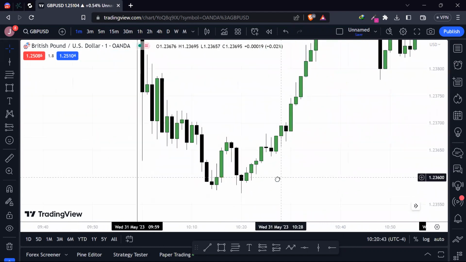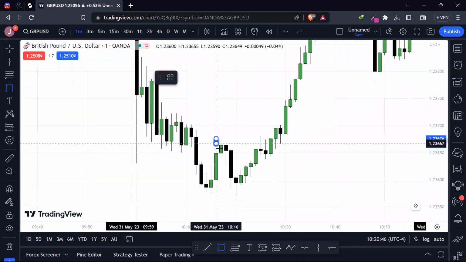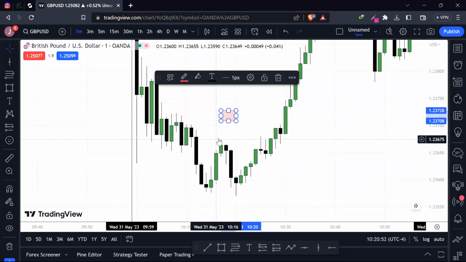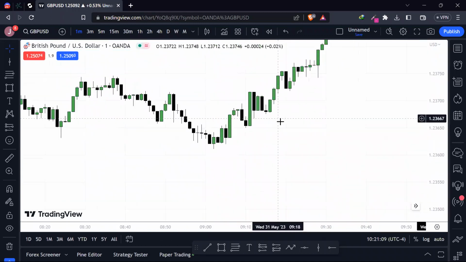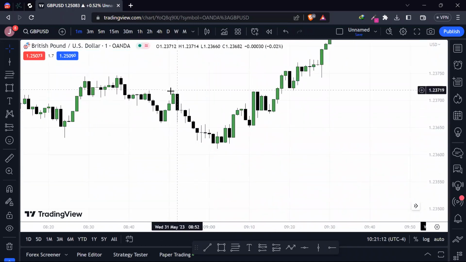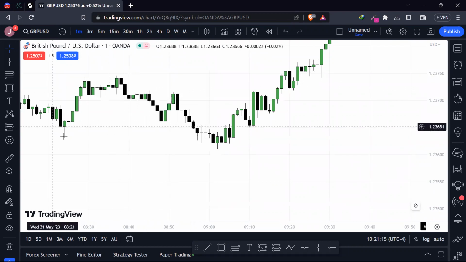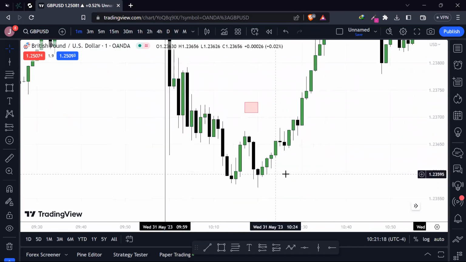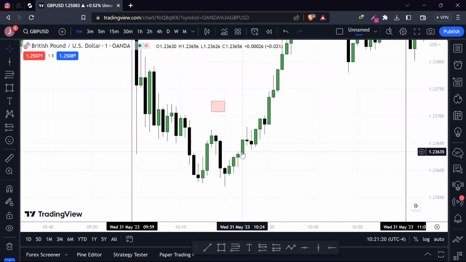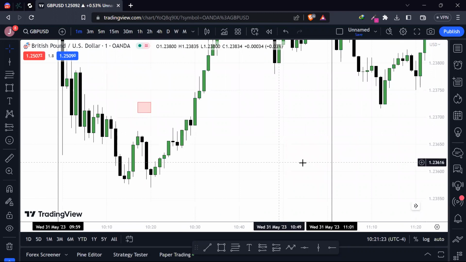You can see this. This is the swing high right here. See, there's a lower wick on the left and a lower wick on the right. So this is the swing high. If it's the opposite, there will be a swing low. So this is a swing low, this is a swing low, and this is a swing high, swing high, swing low. So all these are swing highs and swing lows.